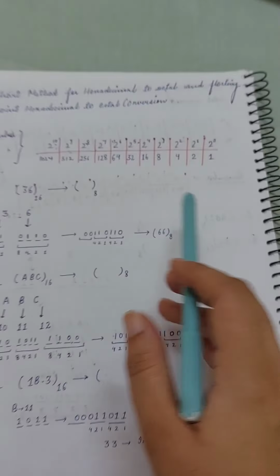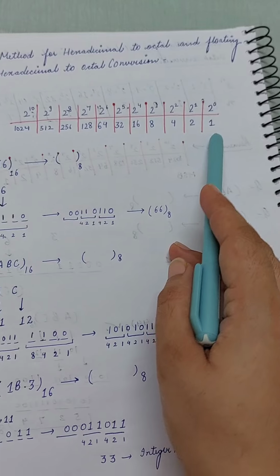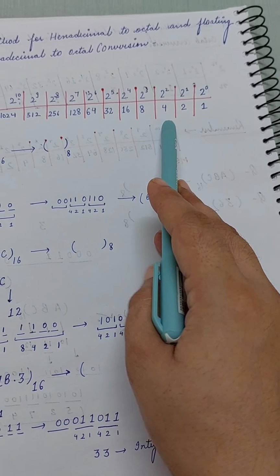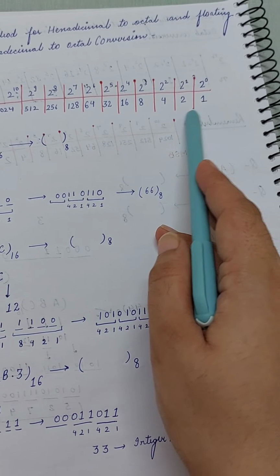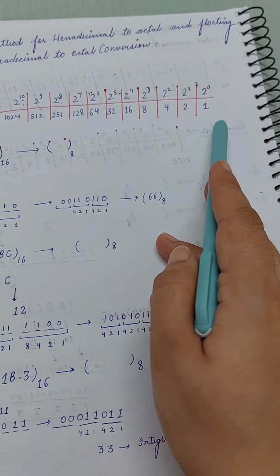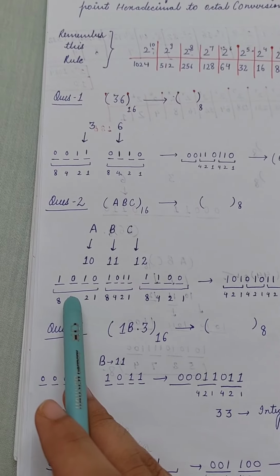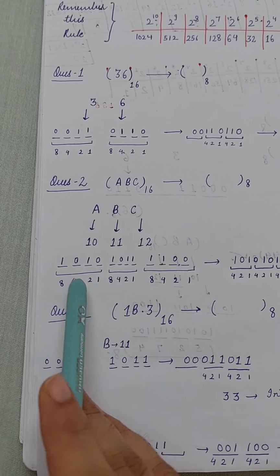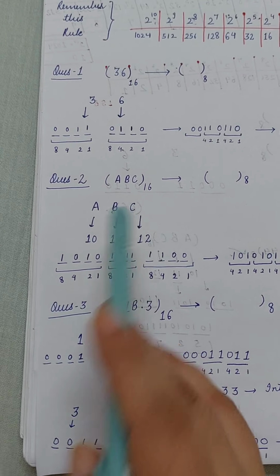Now see 12. From this side, 8 and 4 will sum up to give you 12, and at the rest of these two places write 0 and 0. So it will give you 1 1 0 0. So these will be the required three 4-bit binary numbers for A, B, and C.